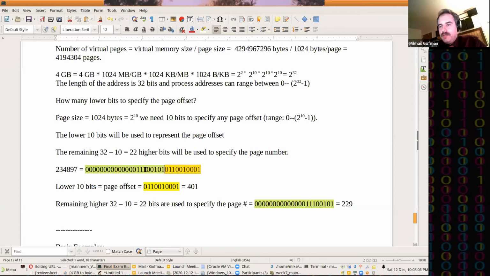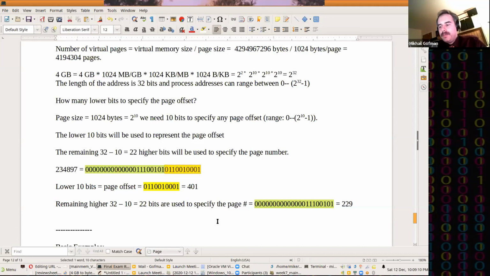So for example, if my address length is 32 bits, and the number of lower bits reserved for the offset is 10, then the number of remaining higher bits you use to represent the page number is going to be 32, the length of the address, minus 10, the number of lower bits used to represent the offset, and I get 22 bits. So those higher 22 bits are used to represent the page number. The page offset is specified in the lower bits.